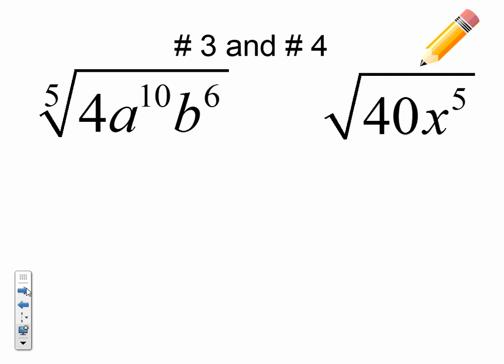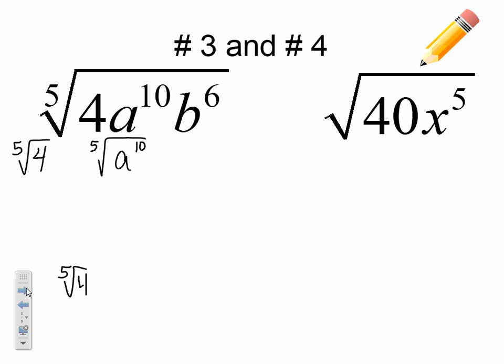Okay, let's keep going. Let's do 3 and 4 here, see if we can continue to make sense of this. So let's do the numbers and the letters. Don't worry, yes, there's an a and a b in there. We're going to do them separately. Here we go. What about the fifth root of just the 4? Is there anything we can do with that? No. So the fifth root of 4 is just going to be a part of my final answer. Let's do the a's. Fifth root of a to the 10th.